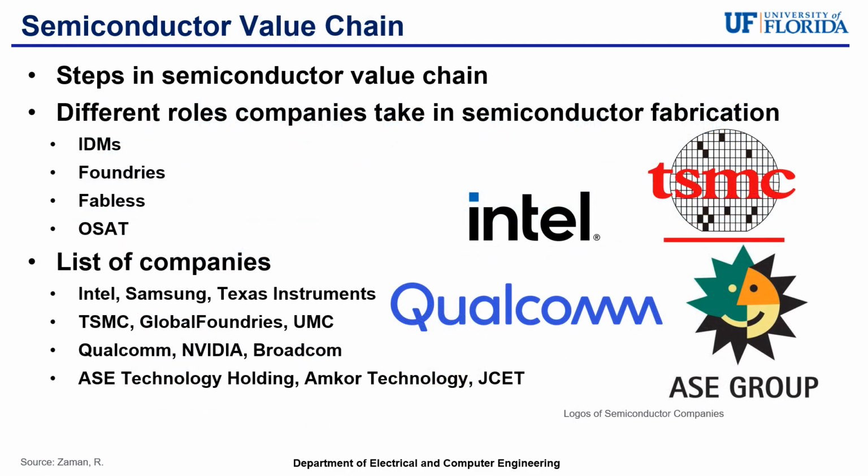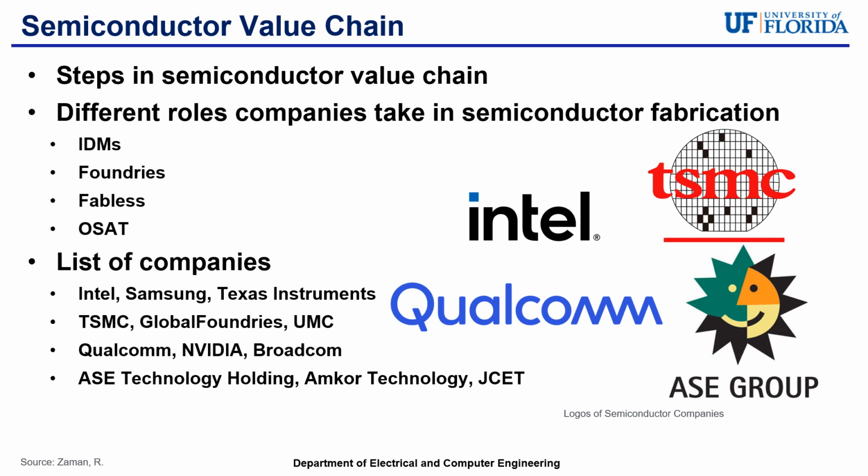Moving on from the supply chain of semiconductors and into the value chain of semiconductors, the semiconductor industry involves a series of steps, from designing to manufacturing to assembly, and multiple different companies play various roles in this process. Firstly, we have integrated device manufacturers, or IDMs. These companies handle every step of the process from design to manufacturing. They have their own fabrication facilities to produce chips. And some examples of IDMs are Intel, Samsung, and Texas Instruments.